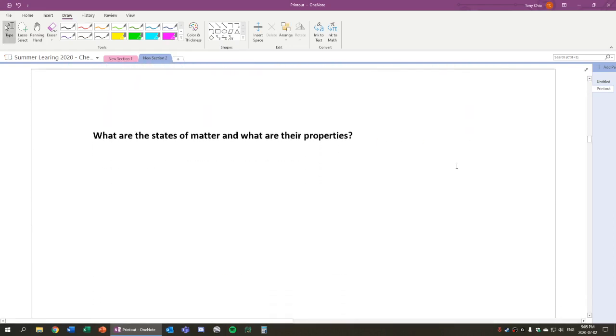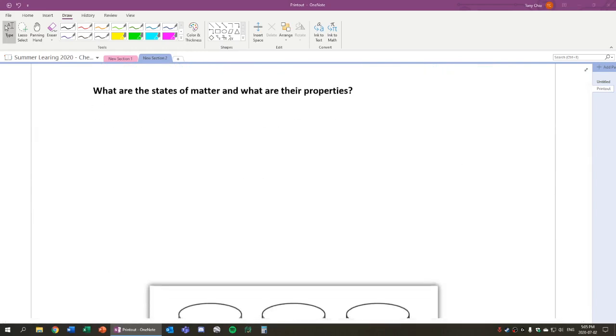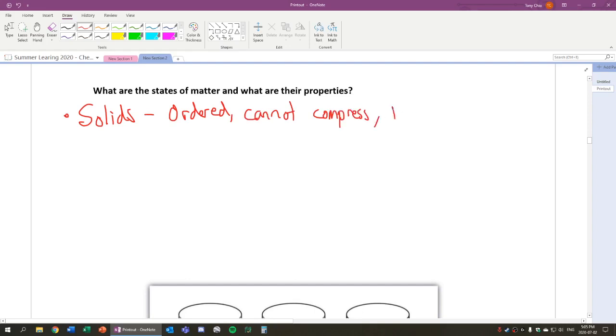Now, what we're going to go into next is what are states of matter and what are their properties? Well, let's take a look. We have 3 states of matter. We actually have 5, but in this case, we're going to talk about the 3 that we know. We have solids. Solids are very ordered. Not only very ordered, they cannot be compressed. You cannot compress a solid because they're very close together. They can only vibrate. And also they have defined shape and volume.